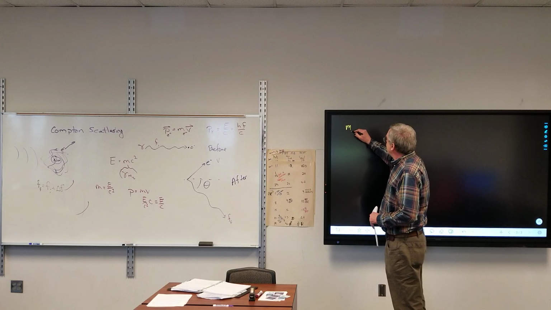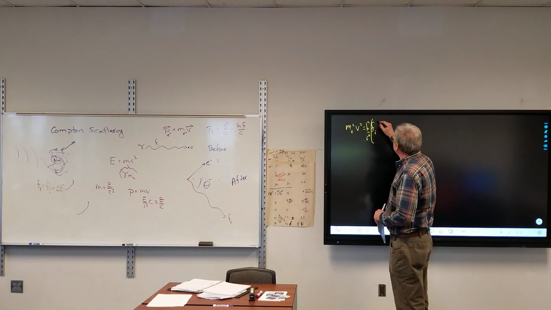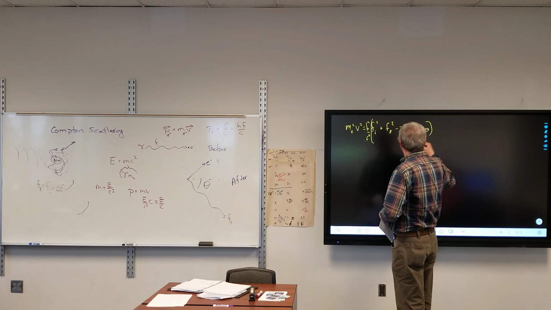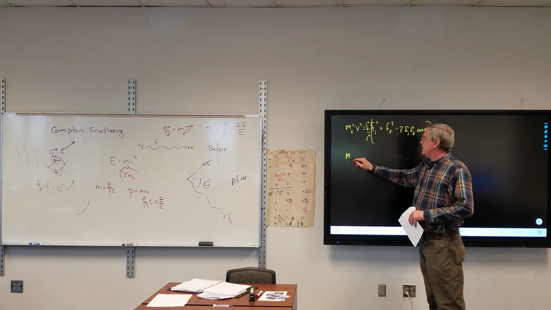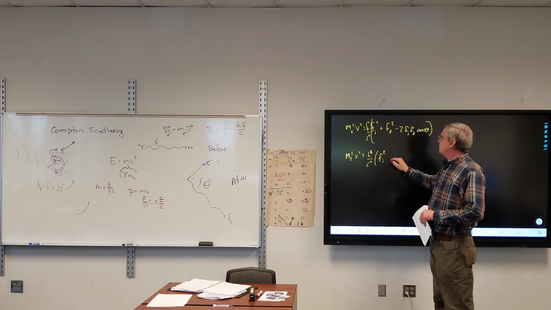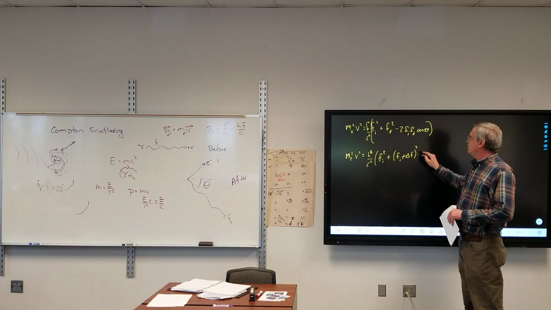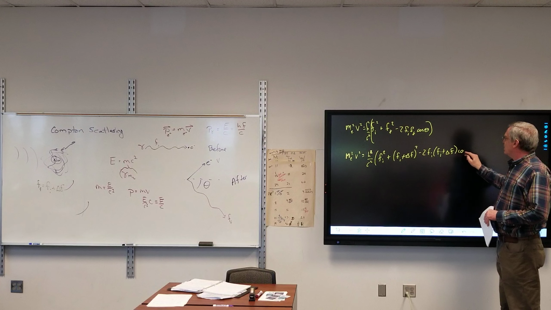So we have m_e v squared equals h squared over c squared times f initial squared plus f final squared minus 2 f initial f final cosine of theta. That's what I had written on the other side. And now we're going to plug that in into this. So I have m_e squared v squared equals h squared over c squared times f_i squared plus, here we go, f_i plus delta f squared minus 2 f_i plus delta f cosine of theta.